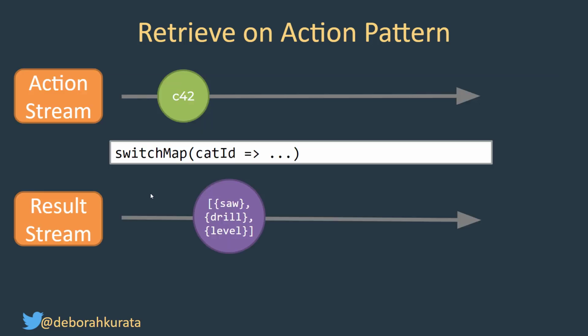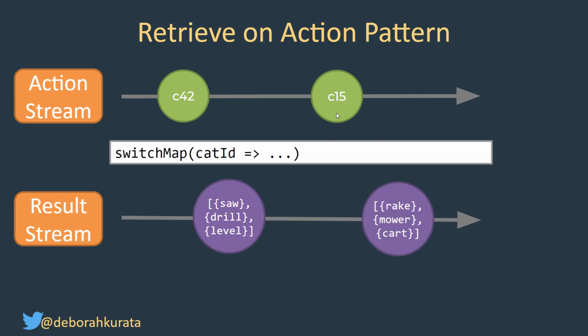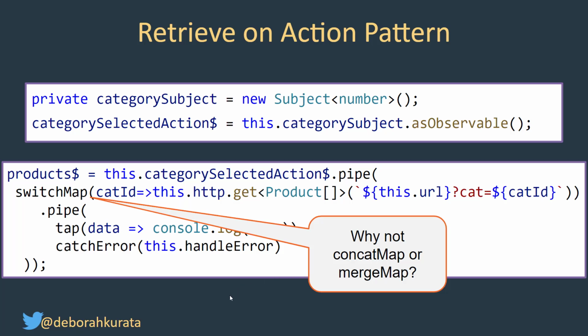Here's my marble diagram. On my action stream, I call this an action stream because it's based on the user's action. The user clicked category 42. It runs through the switchMap and it results in an array of products for that. If the user later says, no, I want category 15, it will again execute the switchMap and provide you a list of products for that particular category. But the question is, why switchMap? Why not concatMap or mergeMap?